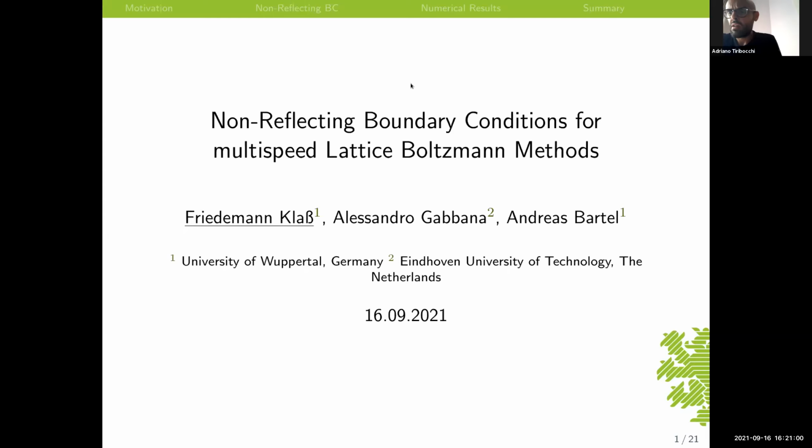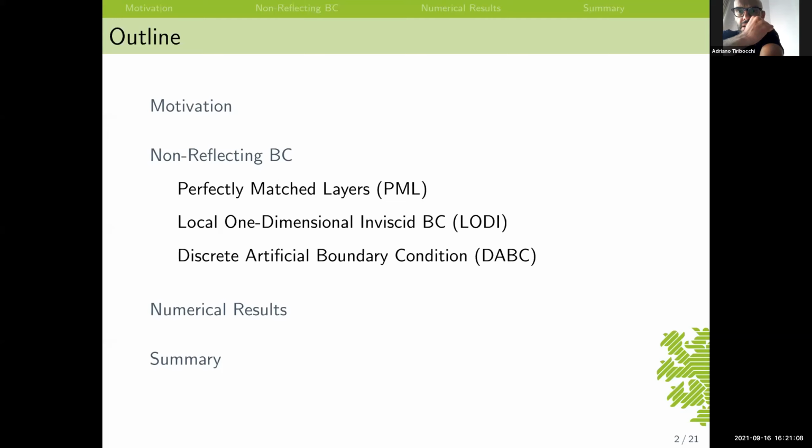Yes, as introduced, I will give a talk about non-reflecting boundary conditions for multi-speed lattice Boltzmann methods. I will start with a quick motivation of this topic and then turn my attention to some non-reflecting boundary conditions, namely the perfectly matched layer approach, the locally one-dimensional inviscid boundary condition, and the discrete artificial boundary condition, then turn to numerical results, and then give a quick summary when closing this talk.